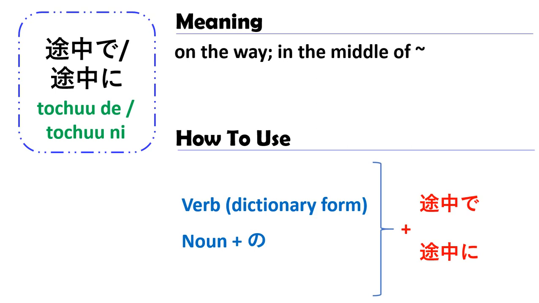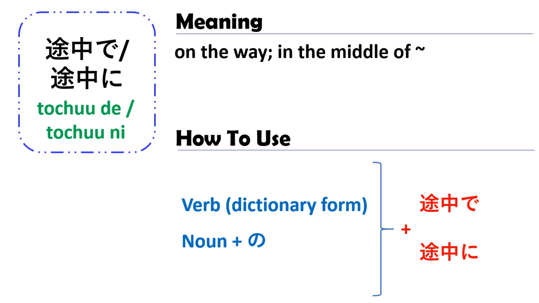In here, when you use the grammar of tochu de or tochu ni, you can use the verb and the noun as you see here. For the verb, you should change the verb to the dictionary form. And after the noun, you should follow by no, and then you can follow by tochu de or tochu ni, just depending on the situation. So you can use the verb and the noun with tochu de or tochu ni. It just has the same meaning.